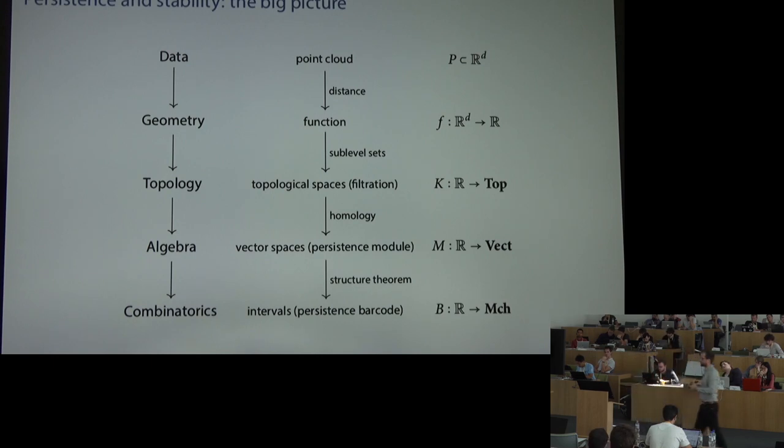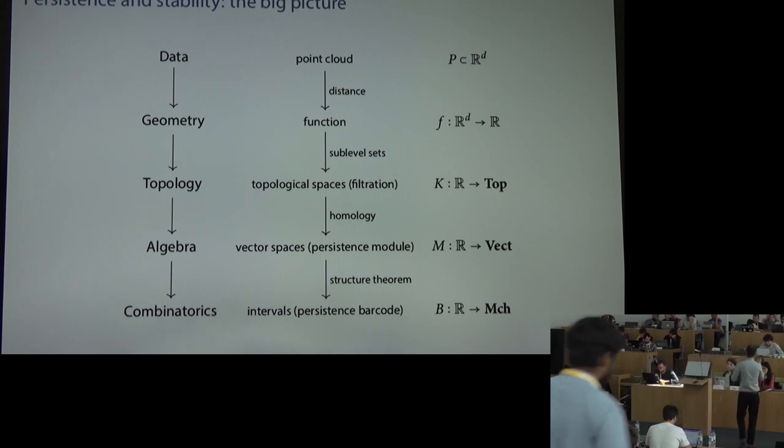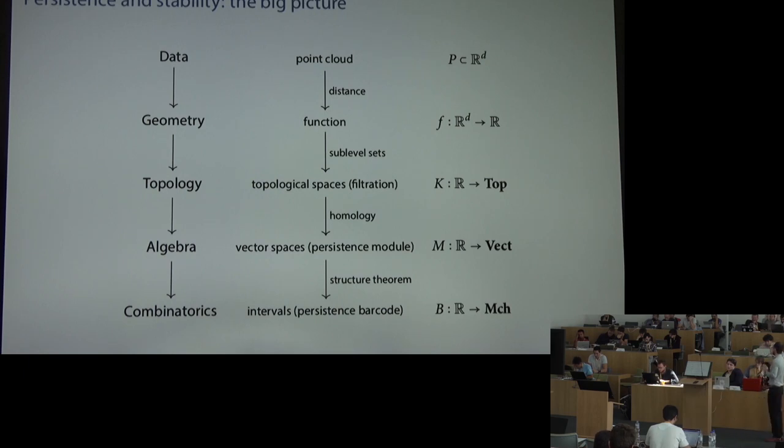And then we pass to the next step, filtrations. On that level, we have objects of a certain type, of a certain category: topological spaces indexed over the reals. For any such diagram, we have a nice notion of metric, the interleaving distance. And from then on, we have diagrams of this shape throughout. We also have persistence modules, diagrams of vector spaces, and the barcodes can also be interpreted as diagrams of objects of a certain category, the category of matchings. Let me just illustrate very quickly.